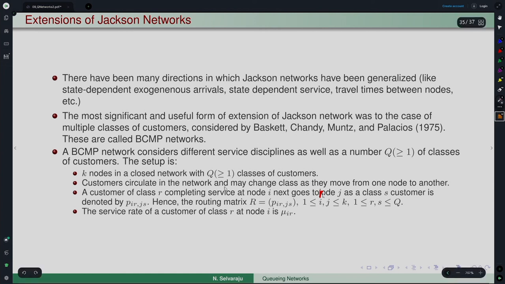So, BCMP considers such a scenario, that customers may change class as they move from one node to the other. For example, a customer of class R completing service at node I next goes to node J as a class S customer, which is denoted by p_{IR,JS}, and hence the routing matrix would be of this form, for I and J nodes, and R and S between the classes. The service rate of a customer of class R at node I is in general assumed to be mu_{IR}. This is the basic fundamental setup that you have here.